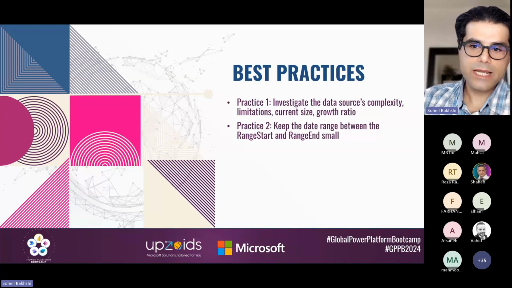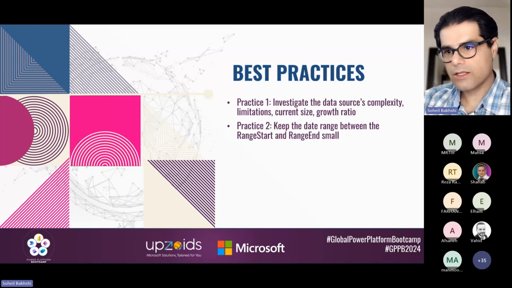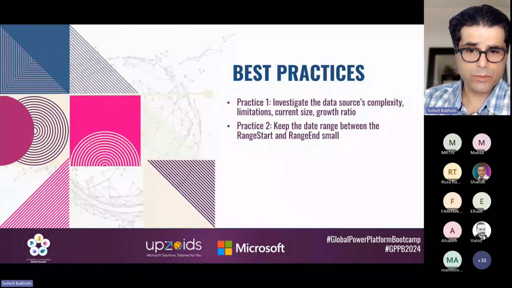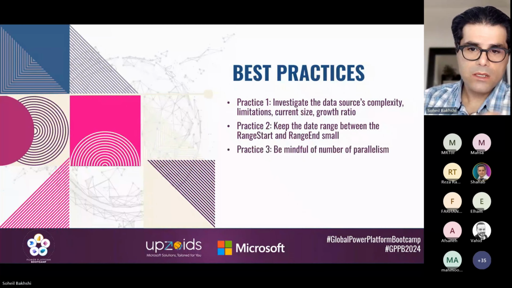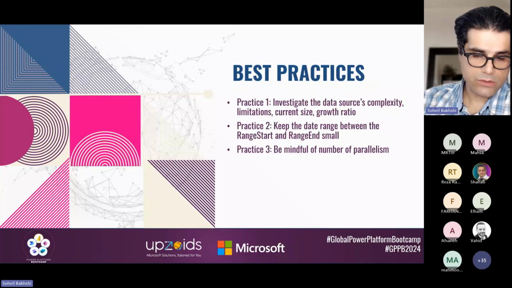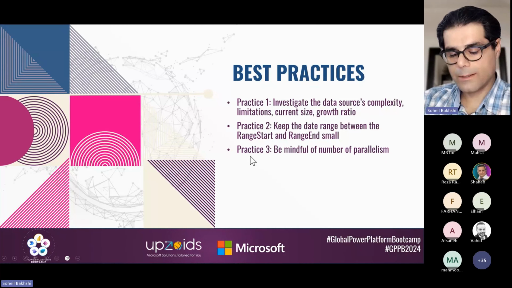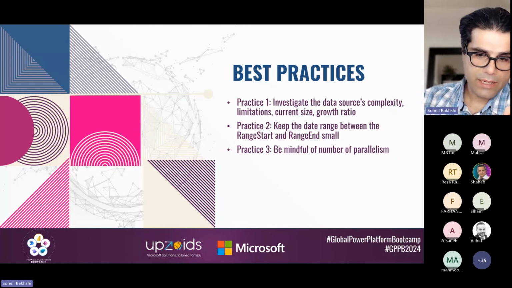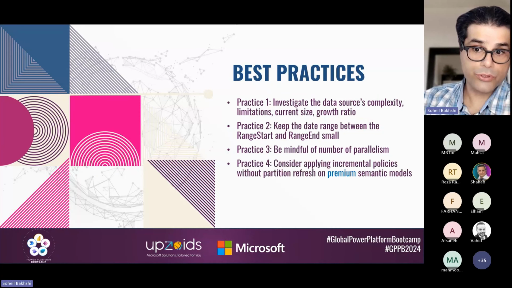The second practice is to keep the date range between range start and range end small, to solve the problem that data modelers and developers may face. The third one is to be mindful of the degree of parallelism. We can change the parallelism in Power BI Desktop, or we can use SQL Server Management Studio, connect through the XMLA endpoint and run TMSL to change the parallelism, but we have to be mindful of the supported parallelism at the data source as well, right?